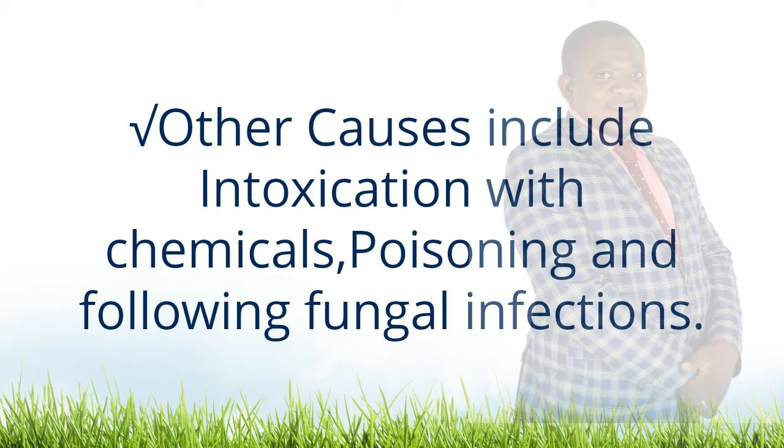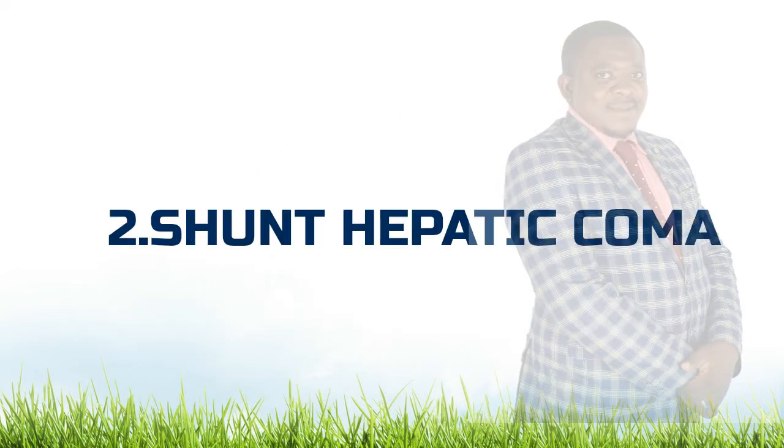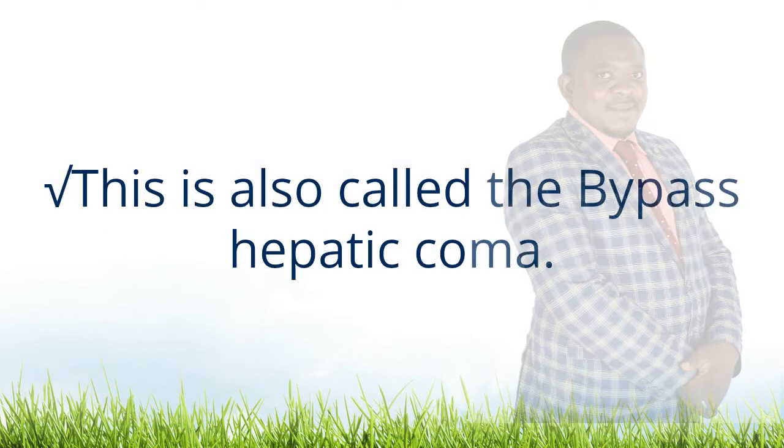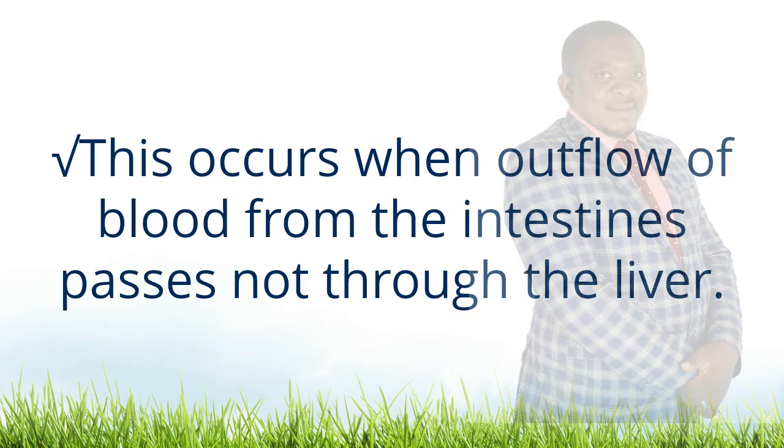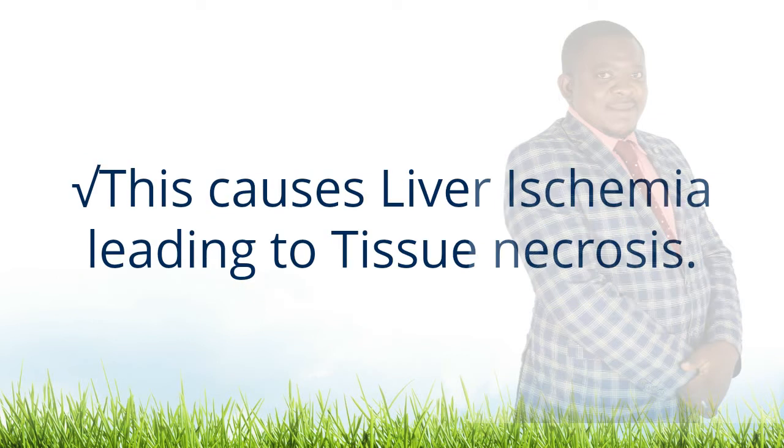Then we have shunt hepatic coma. Okay, so in shunt hepatic coma, this is also called the bypass hepatic coma. It occurs when outflow of blood from the intestine passes not through the liver. So this causes liver ischemia leading to tissue necrosis. So the two main types of hepatic coma are hepatocellular hepatic coma and then the shunt hepatic coma.